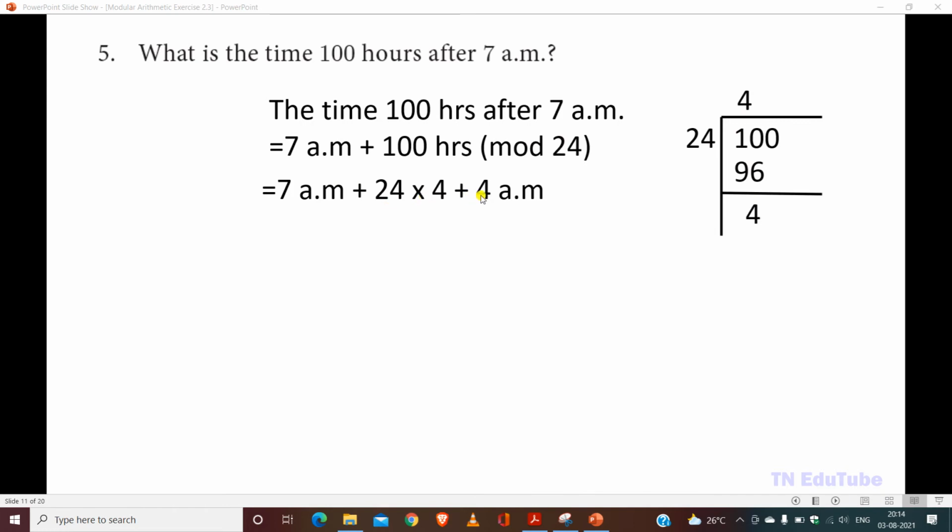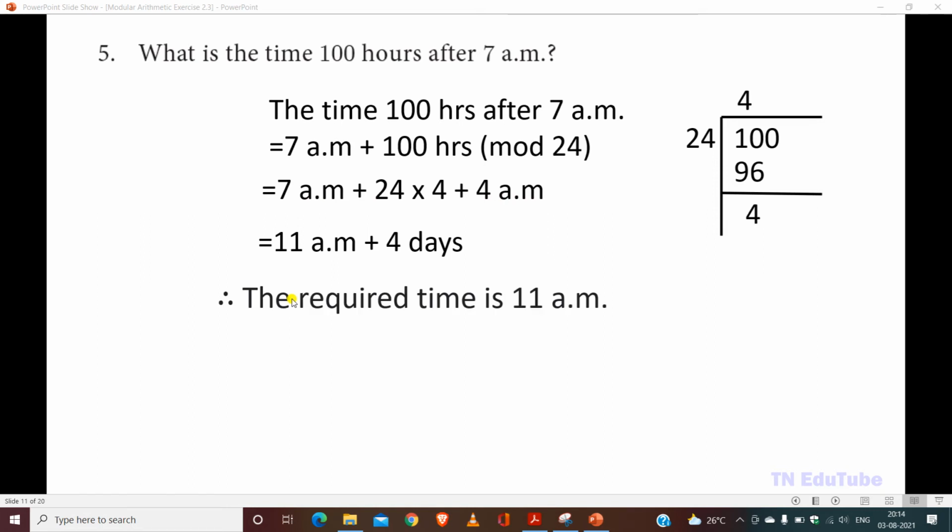24 into 4 plus 4. 24 into 4 means it is 4 days. After 4 days you get 4 balance, isn't it? That 4 is AM only. So 7 AM plus 4 AM. When you are adding, you get 11 AM and 4 days. So the required answer is, the time is 11 AM. That is the answer for question number 5.